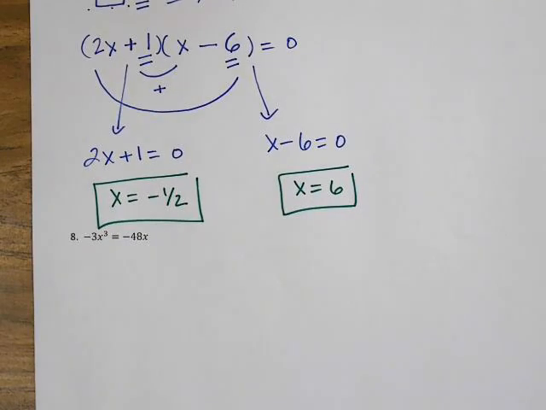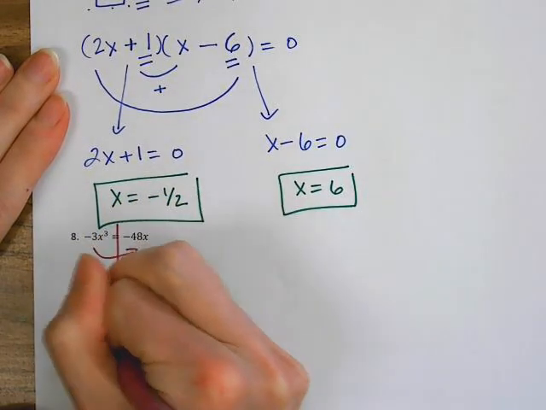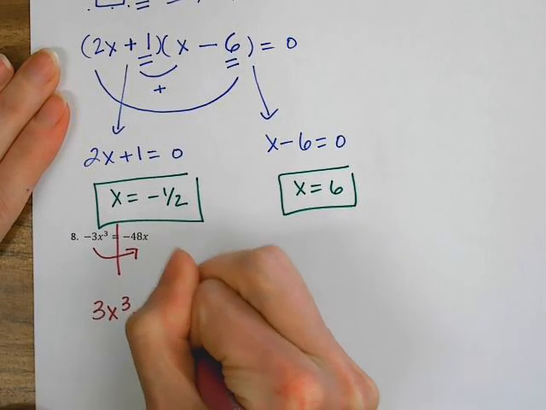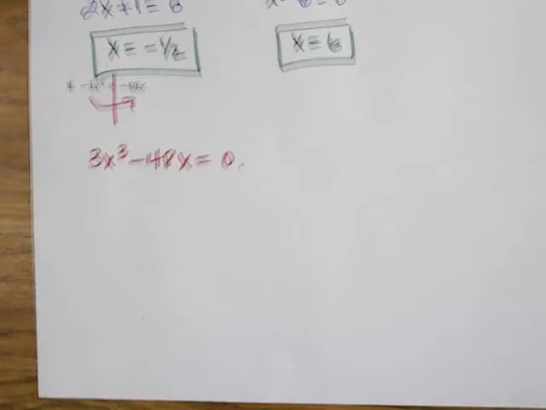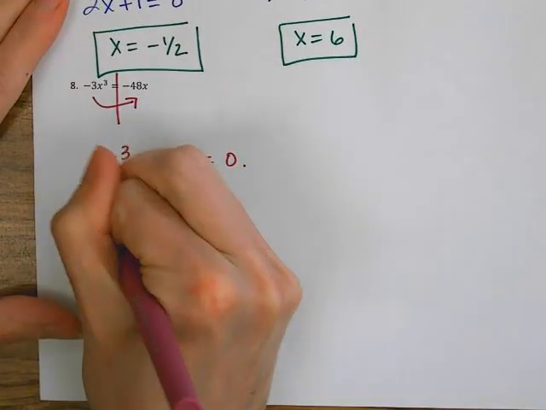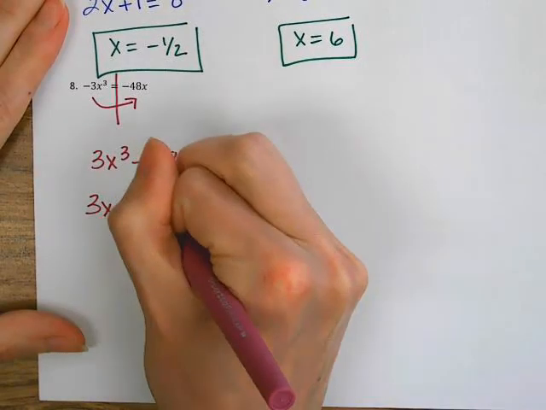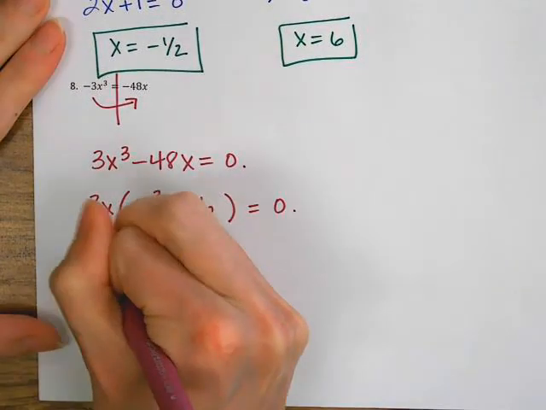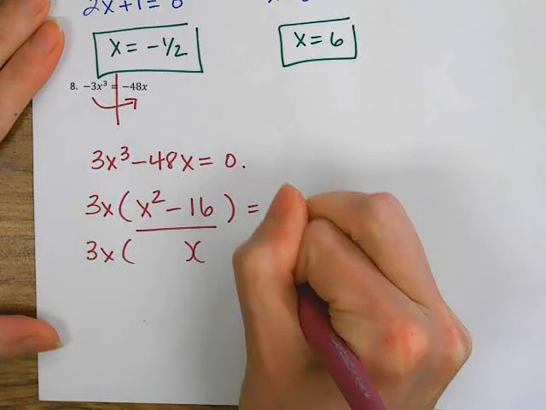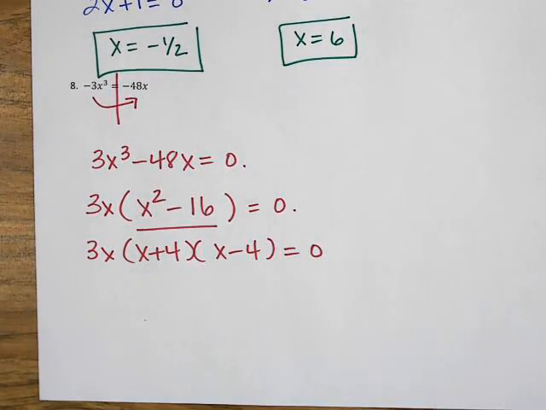Lastly, number 8, I got to hurry because the bell's about to ring. We got to get everything to one side, so I'm going to move this guy over here. Positive 3x cubed minus 48x equals 0. And then this one, there's definitely a GCF of 3x. So if you divide both by 3x, you get x squared minus 16. But we're not done because this is the difference of two squares, x plus 4, x minus 4. And then if you set them all equal to 0, we get our three answers.